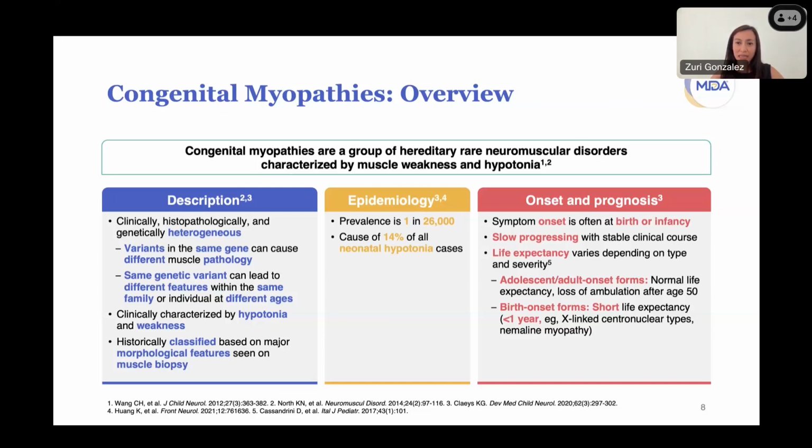Overall, the life expectancy can vary and depends on the type of congenital myopathy as well as the severity of the disease. When we think about the birth onset forms, these patients usually have a shorter life expectancy. They can live less than 1 year. One example would be the X-linked centronuclear types, as well as nemaline myopathy. In contrast, the adolescent and adult onset forms can have a normal life expectancy, and they can still be ambulatory by the age of 50.